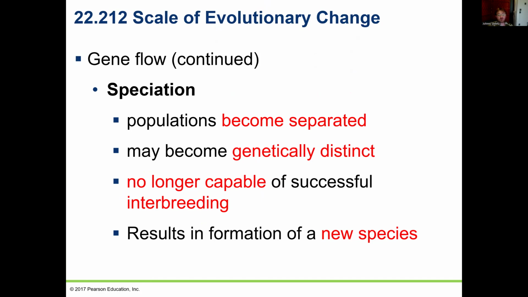Speciation can occur when two populations become separated, and as they slowly accumulate genetic recombination and mutations, they no longer become capable of successful interbreeding. That could be because of genetic changes. Some people would include behavioral changes, but as a whole, it just means that genes are no longer flowing between these two populations anymore.